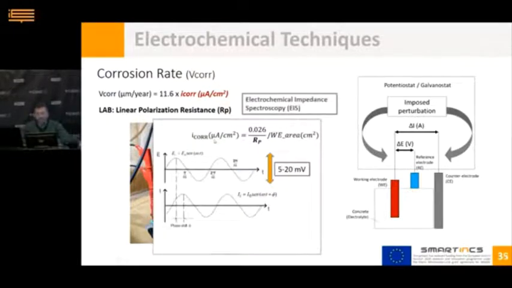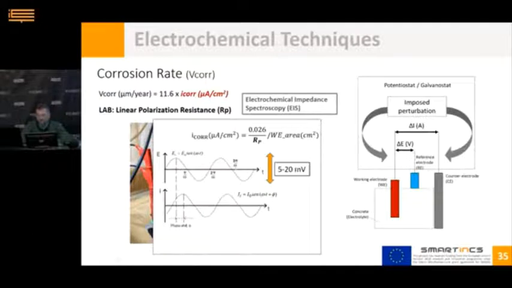One technique that solves this problem is the electrochemical impedance spectroscopy. This is one of the techniques based on the polarization resistance method that is most widely used in the laboratory, due to the large amount of information it provides. The principle of this technique is to apply an alternating current signal of a small amplitude, usually between 5 and 20 millivolts, to the working electrode at different frequencies.